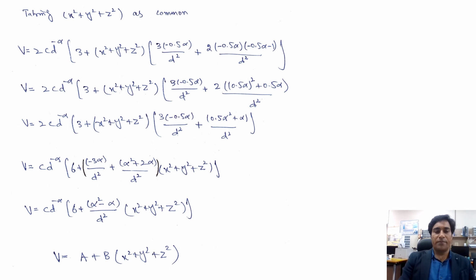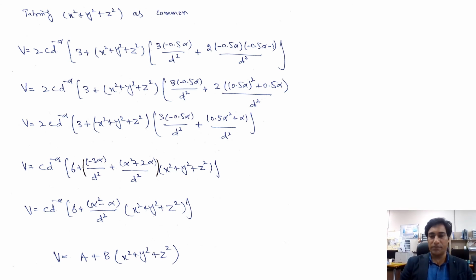So after defining the constants, like this is the a constant and this is the b constant, we can get the potential V is equal to a plus b into x square plus y square plus z square. Thank you.